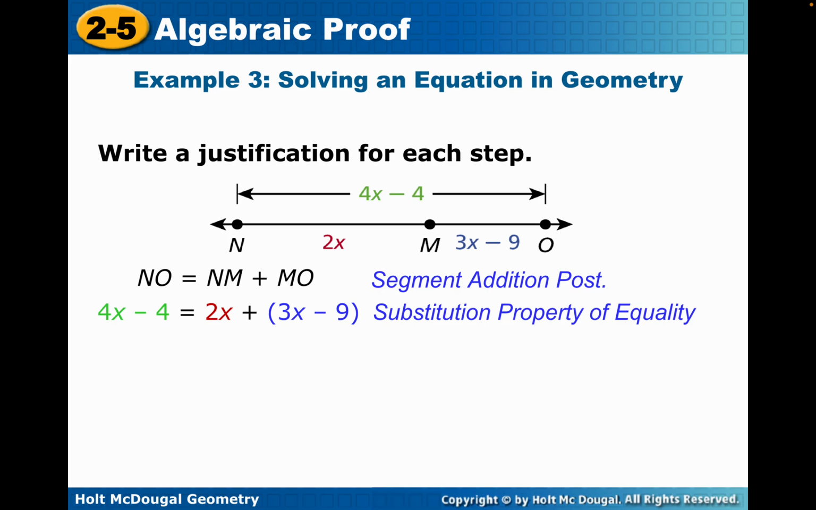If you wrote that as statements and reasons, don't forget to have your given, because this is your given. That's segment addition postulate. The given is your image. Do we have to put the letters for the given? No, you can just have your image. Just know that's given. But if you put NO equals NM plus MO as a given too, that would be fine.